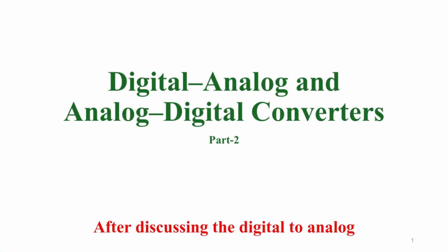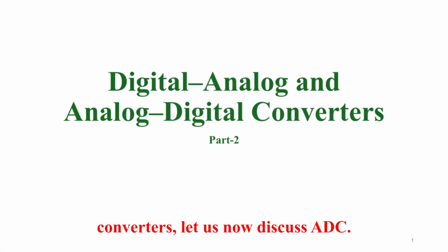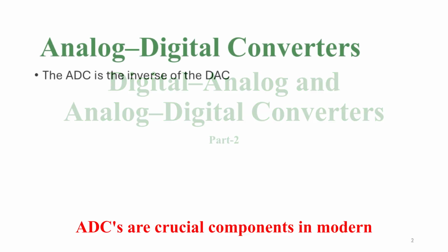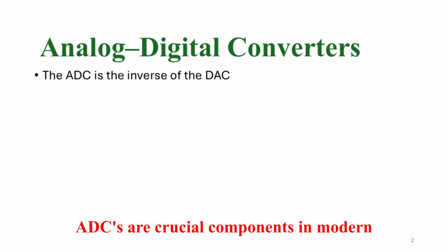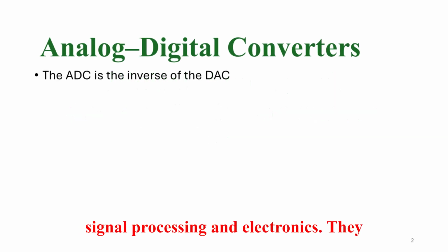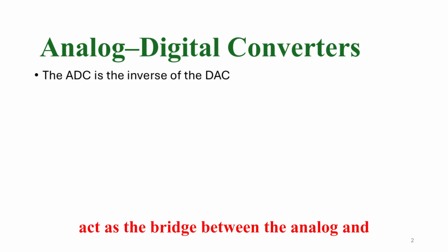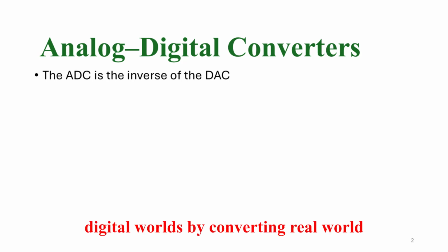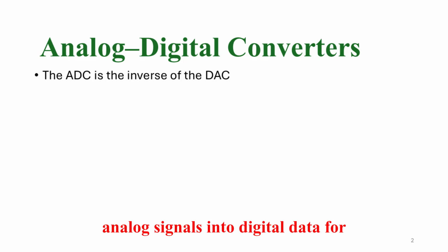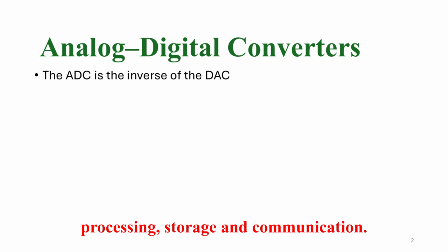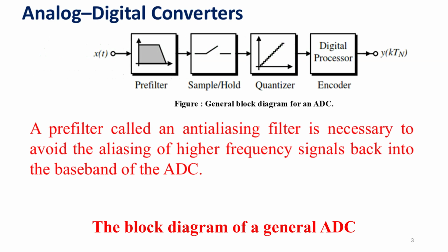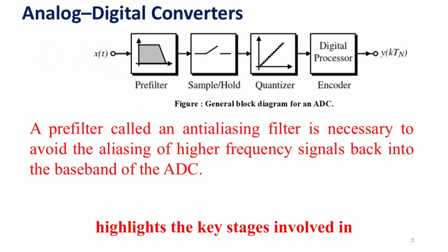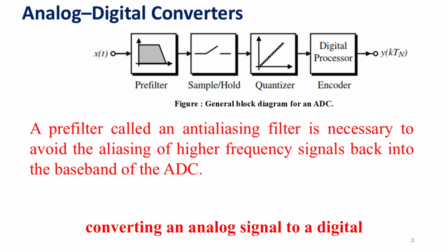After discussing the digital to analog converters, let us now discuss ADC. ADCs are crucial components in modern signal processing and electronics. They act as the bridge between the analog and digital worlds by converting real-world analog signals into digital data for processing, storage, and communication. The block diagram of a general ADC highlights the key stages involved in converting an analog signal to a digital output.